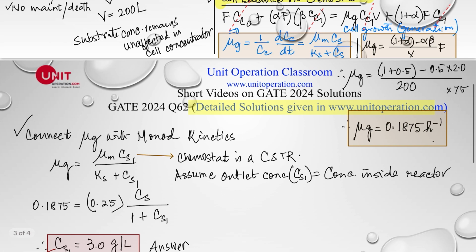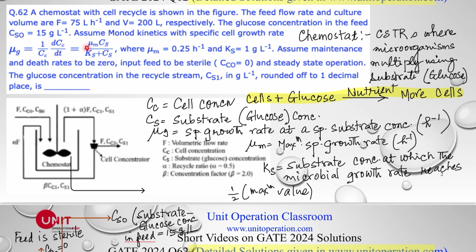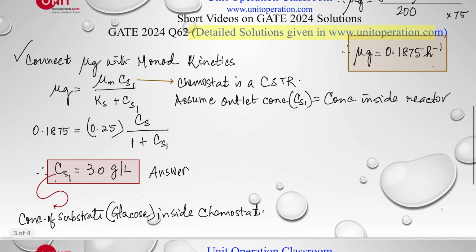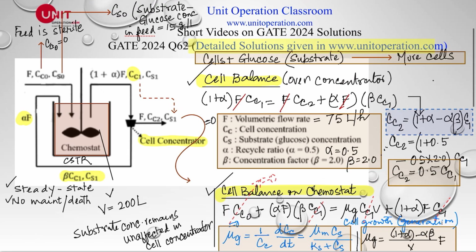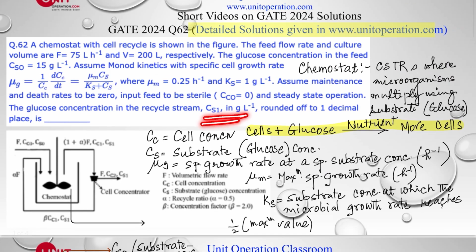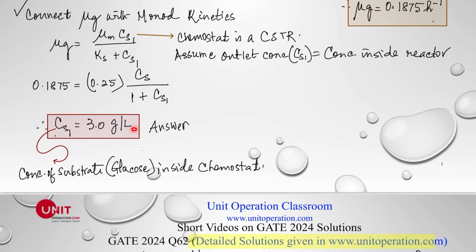Now let's connect this μg with the Monod kinetics, which is already given. Values of μm and Ks are already given in this problem here. So if we do the calculation, we get CS1 is equal to 3.0 grams per liter. So the concentration of glucose in this stream, that's what they want to find out. CS1, concentration of glucose in the recycled stream, is equal to 3 grams per liter. So that is my answer.